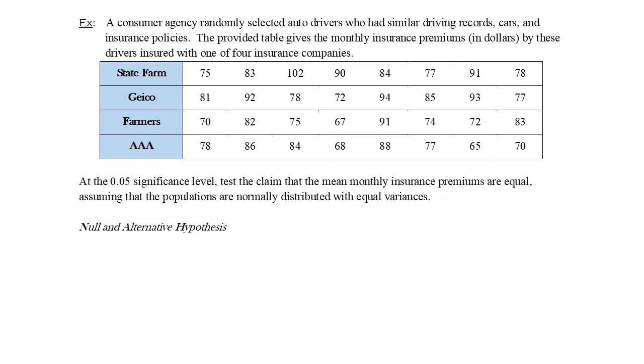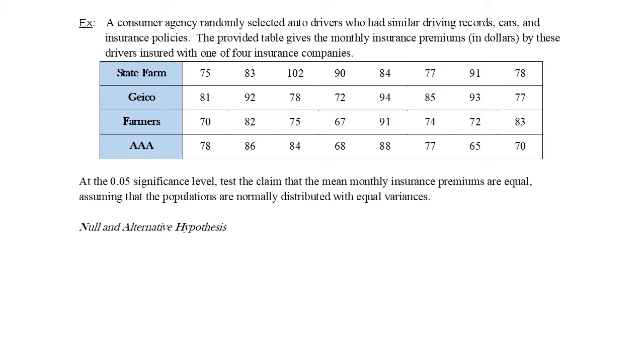So let's try and use our calculator to do the work here for this one. Now in this case we have a consumer agency randomly selected auto drivers who had similar driving records, cars, and insurance policy, and the provided table gives the monthly insurance premiums in dollars by these drivers insured with one of 4 insurance companies. So we have data from each of these 4 insurance companies.